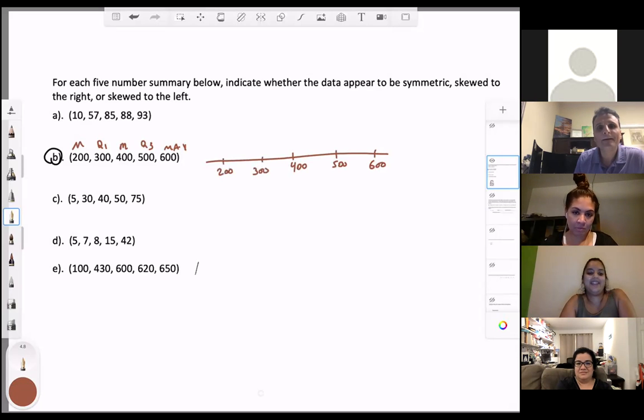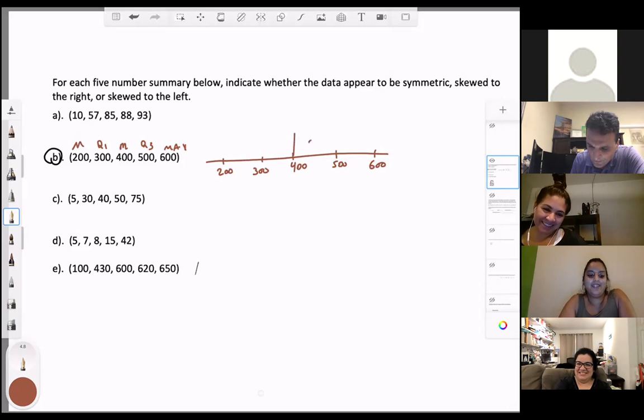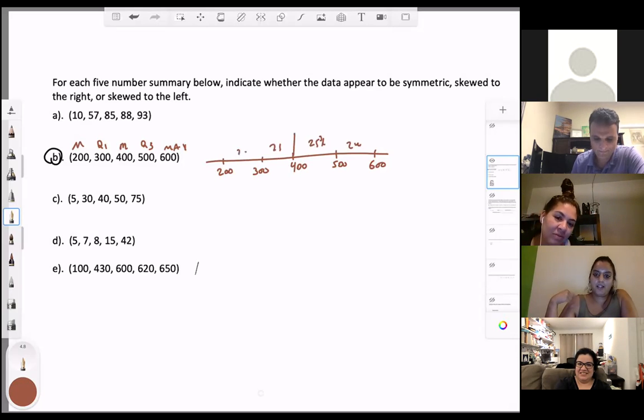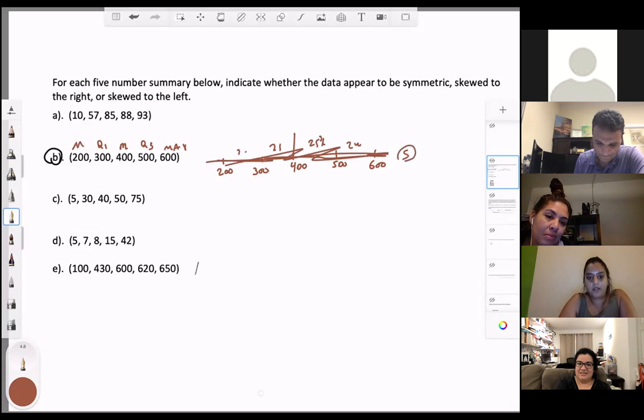But that last one though. Okay, so this is your idea of symmetric. That means this median, there are 25% here, 25% here, 25, 25. So it will be symmetric. It's correct. This is symmetric. What about the first one?